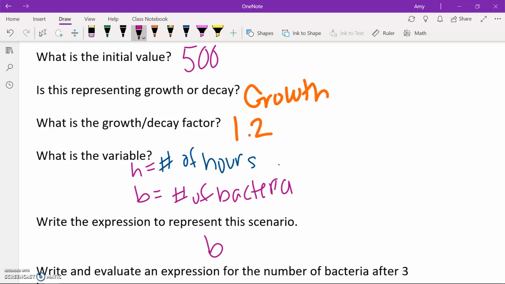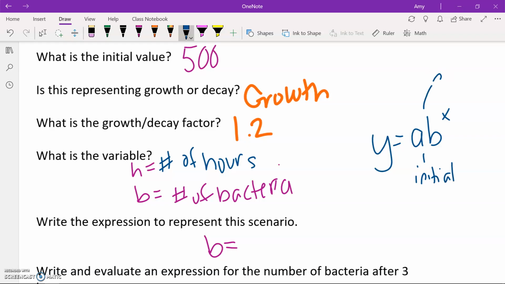Well, I know that the number of bacteria, so B is now our output because that's what we're going to be calculating. And remember that an exponential function is expressed, you have y equals a times b to the power of x. So you have your initial value, this is your factor, and then your x and your y. So in this case, B is equal to 500 times 1.2 to the power of h. So I started at 500, my factor is 1.2, and the thing I am inputting is going to be h.